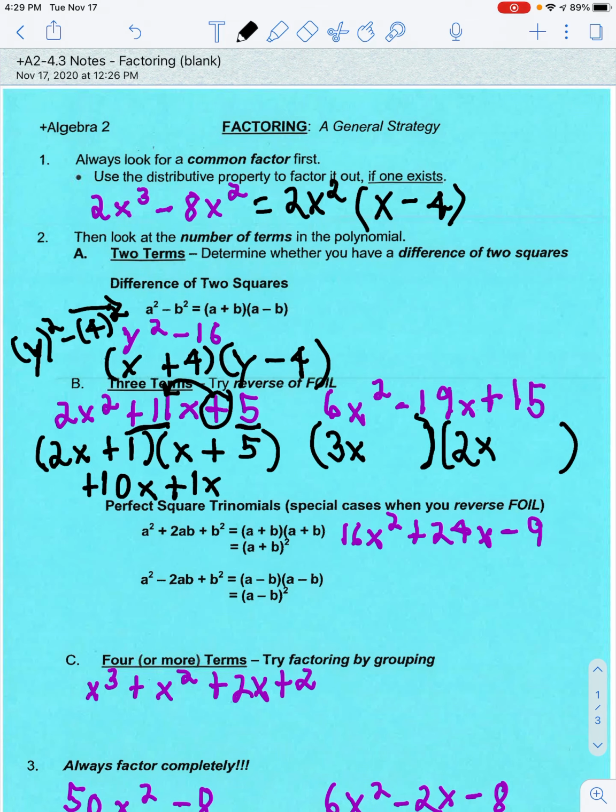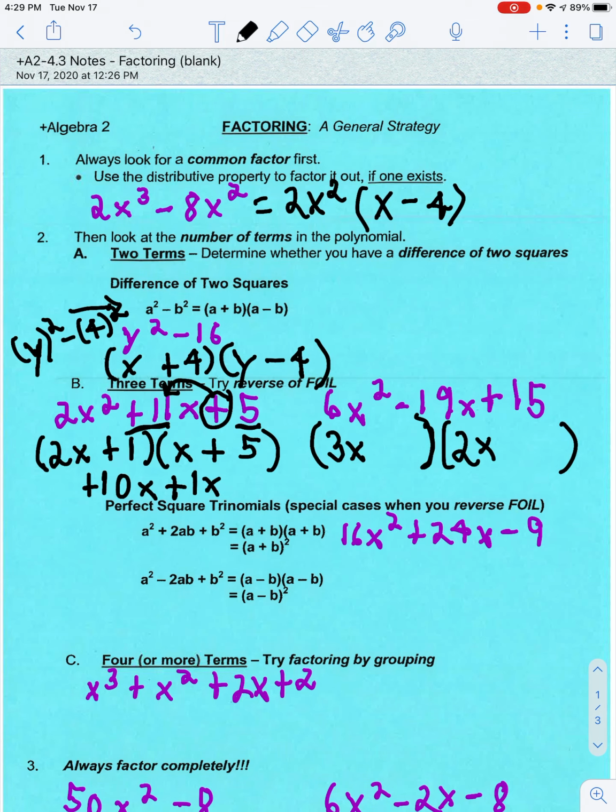So that's good. My signs do have to both be the same. That's why it had to be a sum. But the middle term is negative 19x. So I want them both to be negative so that it combines to give me negative 19x.